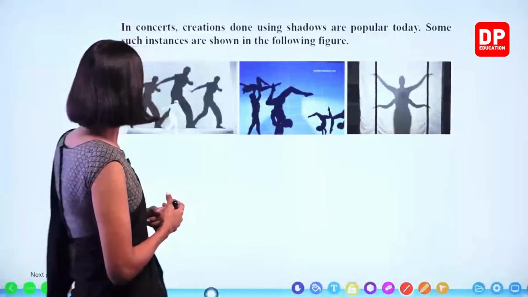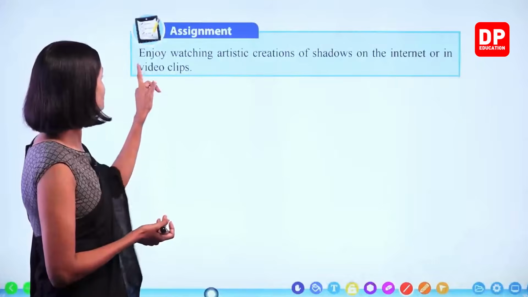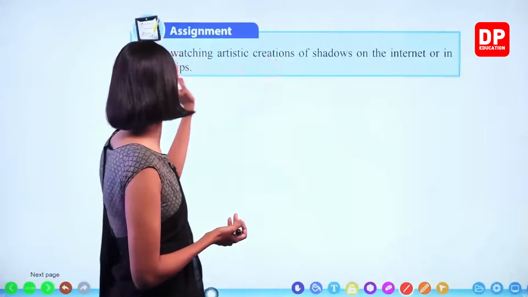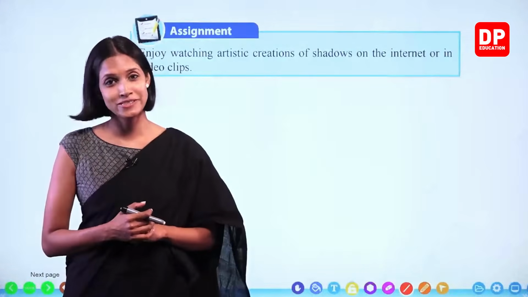Okay, children? Right. So here there's this assignment. Enjoy watching artistic creations of shadows on the internet or in video clips. We are going to watch a small video clip on this now.